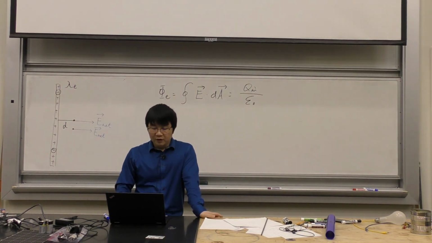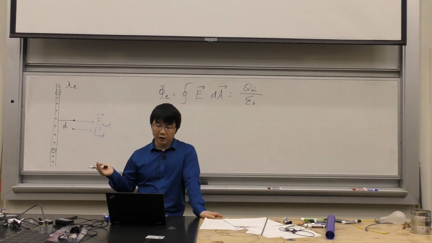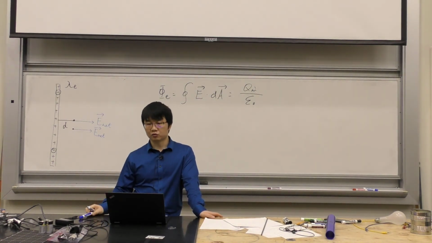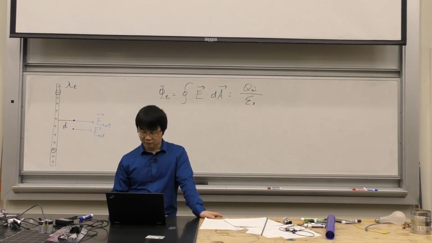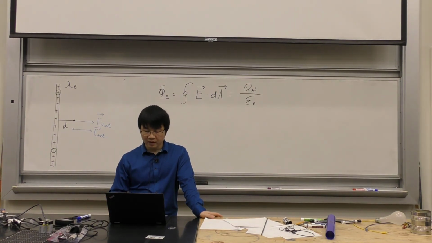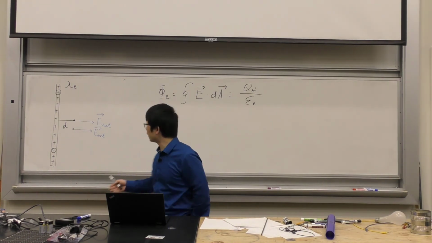Now I want to find the magnitude. The direction is easy to figure out. We have done that many times, right? Use the symmetry, and you can always find the direction of the electric field. Now what about the magnitude? I don't want to use the superposition principle. I don't want to do this integral. I want to use Gauss's law.